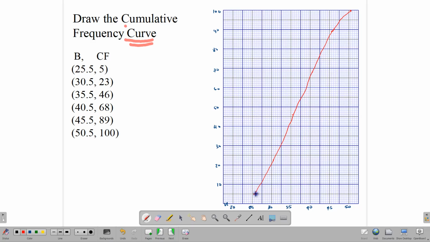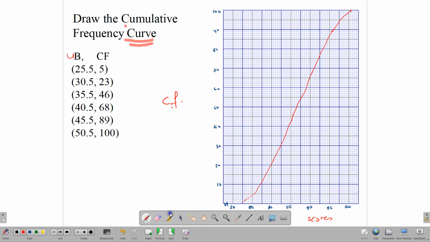Some people, once they've done this curve, like to close it. You can close it. It's not necessary to close it, but you can. Some persons tend to close it on the x-axis. And so this is our cumulative frequency curve. We have the cumulative frequency on this side, and we have our scores on this side. So this is how you draw your cumulative frequency curve using your upper boundaries and your cumulative frequency.